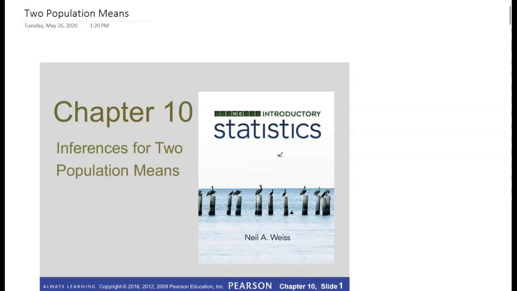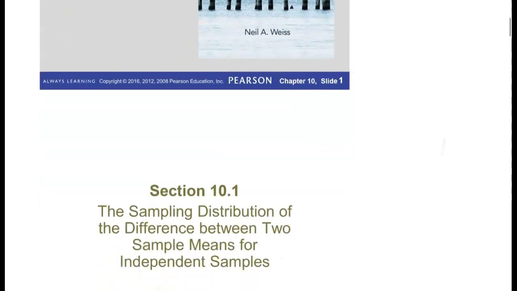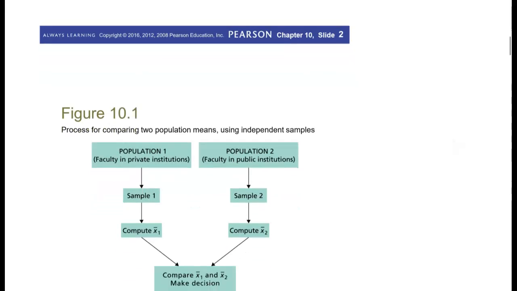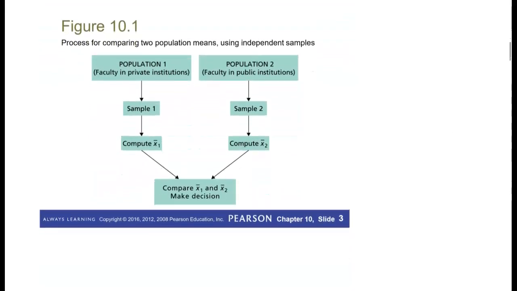In this video, we're going to look at inferences for two population means. So, what exactly do we mean by that? So far, we've looked at comparing a population mean to some set value that we believe to be true. But here, we're going to look at two different populations.